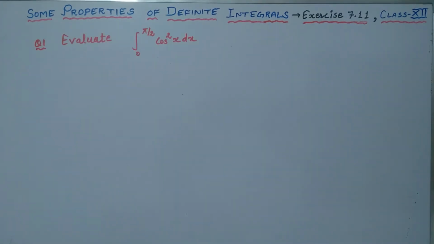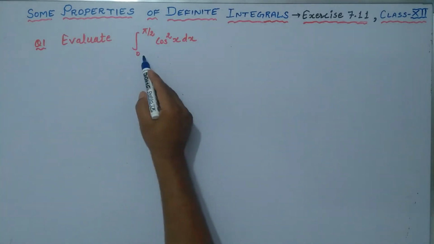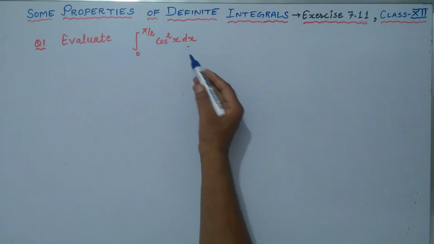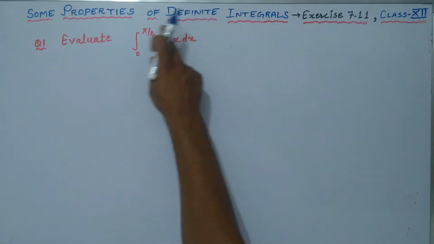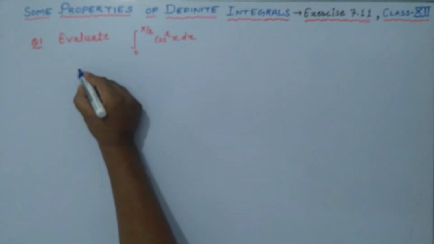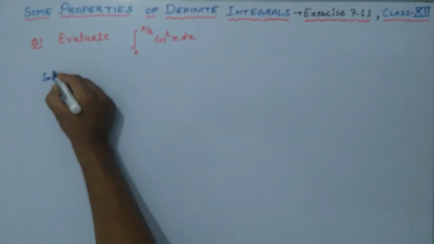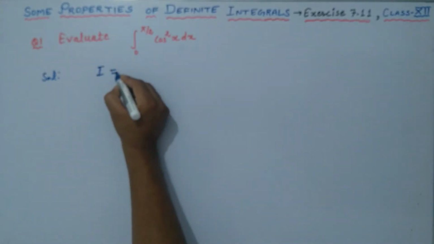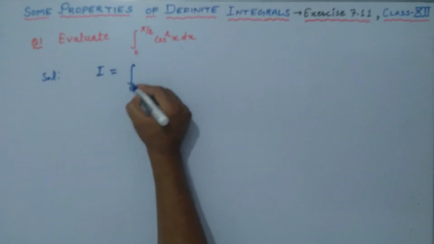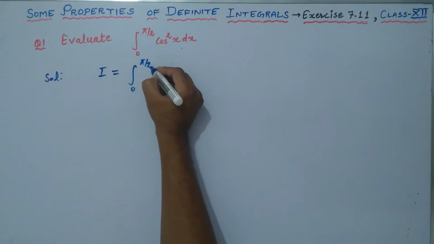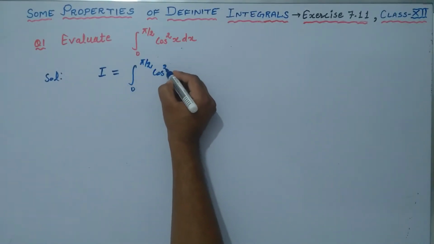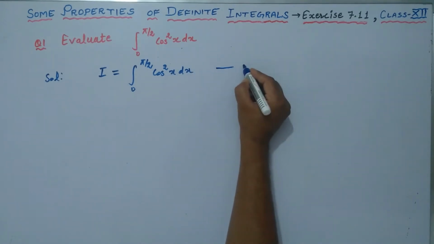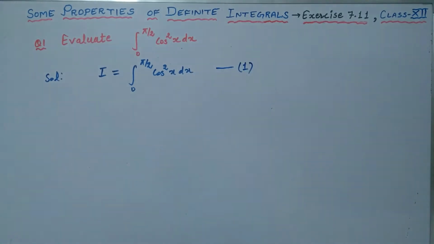The very first question of the exercise is evaluate the integral from 0 to pi by 2 of cos square x dx. So here we shall apply the properties. First of all, we write I equal to the integral from 0 to pi by 2 of cos square x dx, as this is given in the question. Say this is equation number 1.